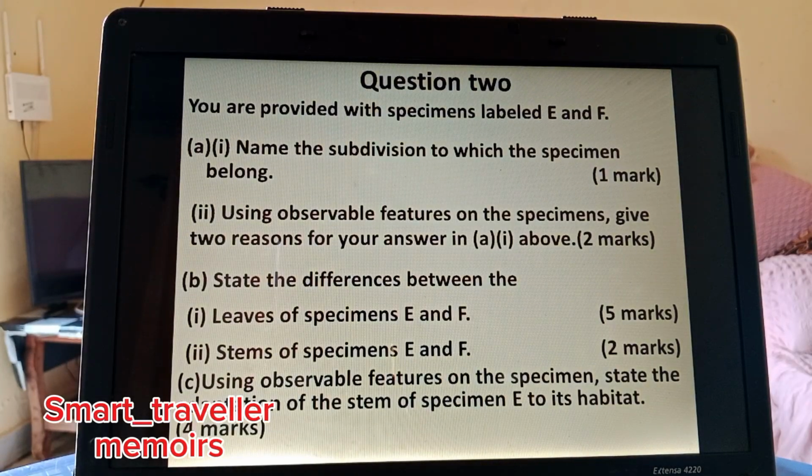Question 2 questions. You are provided with specimens labeled E and F. Name the subdivision to which the specimen belongs. Using features on the specimens, give 2 reasons for your answer in A1 above. State the differences between the ribs of specimen E and F. Stems of specimen E and F. Using observable features on the specimen, state the adaptation of the stem of the specimen E to its habitat.